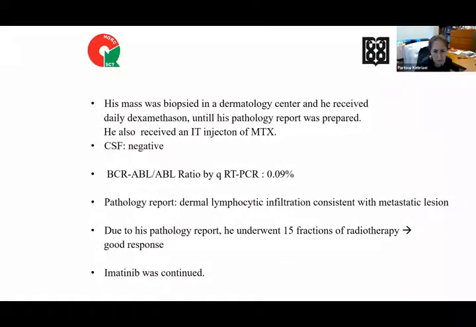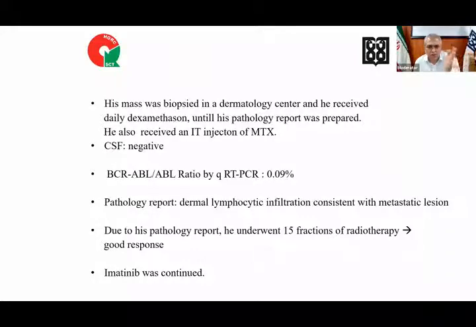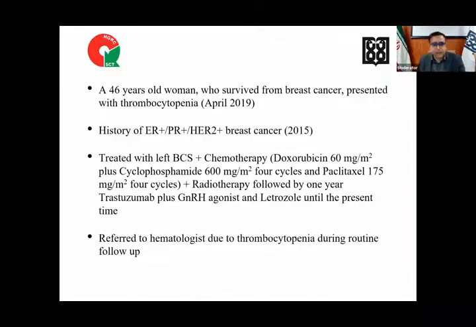A biopsy was done, and the dermal lymphocyte infiltration was consistent with a metastatic lesion, and the CSF was negative. Bone marrow was negative, and due to the pathology report and no involvement of other sites, he underwent 15 fractions of radiotherapy with good response. Imatinib was continued. At present time, she was referred to a hematologist due to thrombocytopenia during routine follow-up.